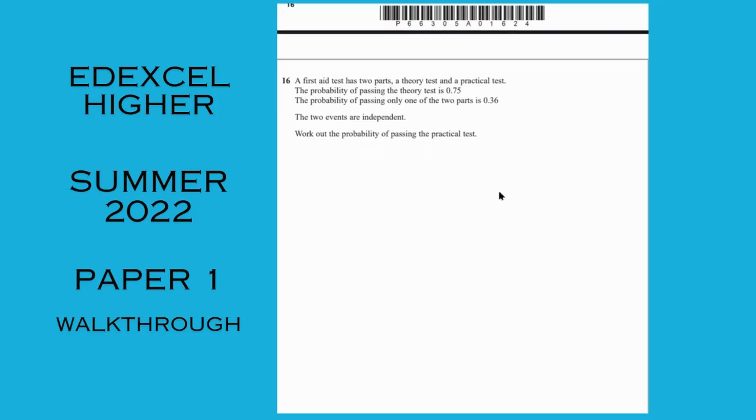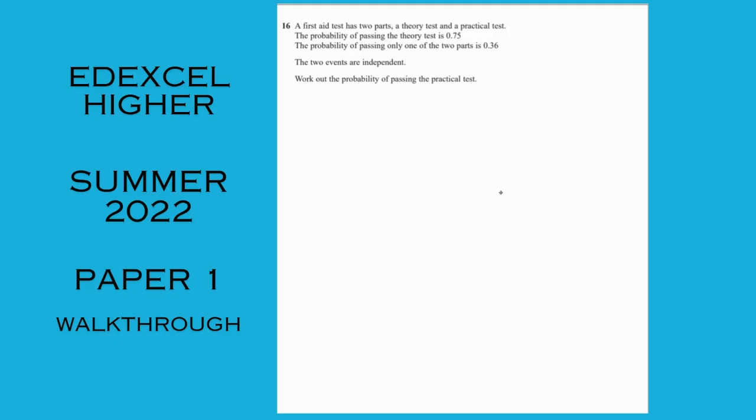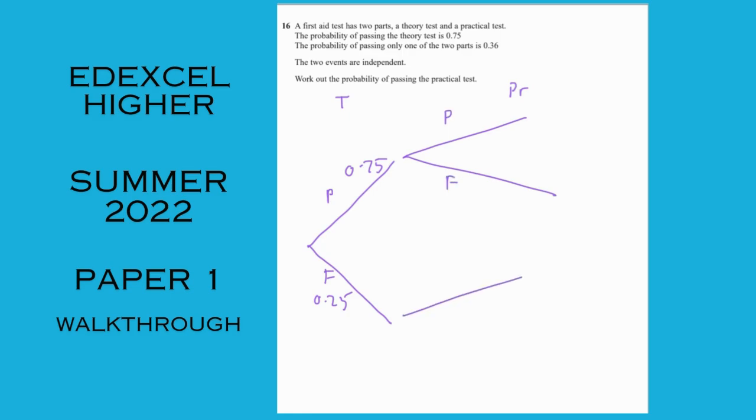Number 16, they've given you all page for this. Why is that? Because you can draw a probability tree, and I think it is best explained that way. So we're going to say that this is theory, and this is practical. We've got a pass, which is 0.75, and a fail, which is 0.25. We've then got more passing and failing.